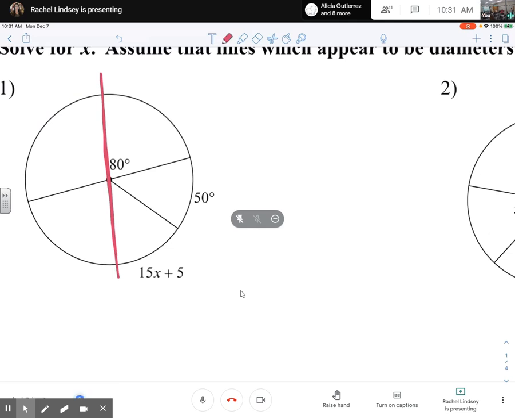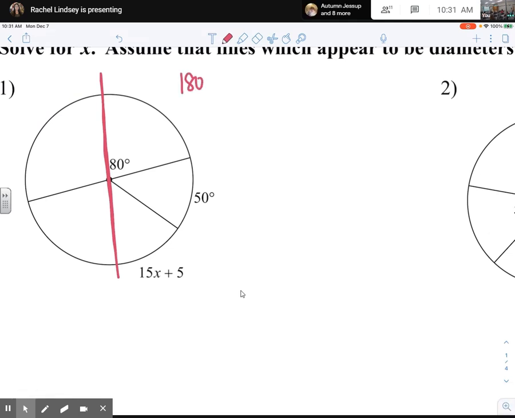I can do 180 minus 80 minus 50. Or I could add up all those things and set them equal to 180. It's up to you. But what's 180 minus 80 minus 50? 50. Oh, whoops. So that means you'd set 15x plus 5 equal to 50.